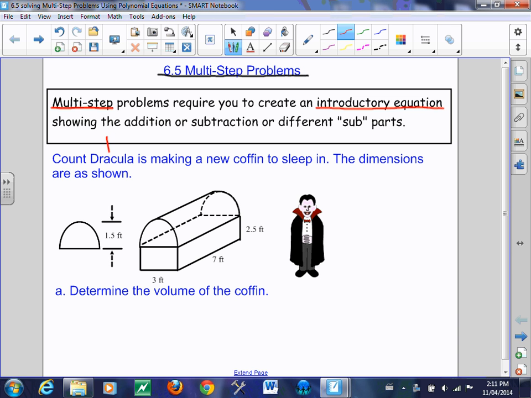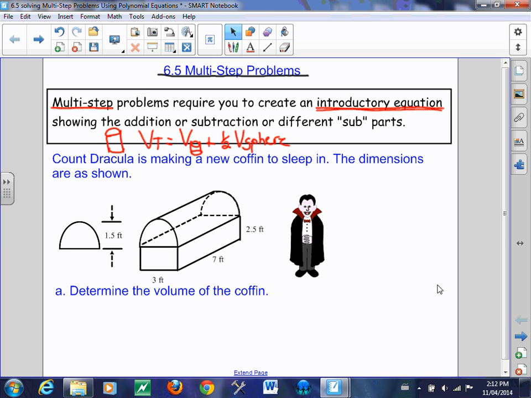So say, for example, I had a farm silo like that, and I wanted to find the volume of the silo. I'm going to say volume total equals the volume of the cylinder plus half the volume of a sphere. So something like that. And I don't mind if you use words or if you draw diagrams. So that's what we're looking for in terms of what we call an introductory equation.